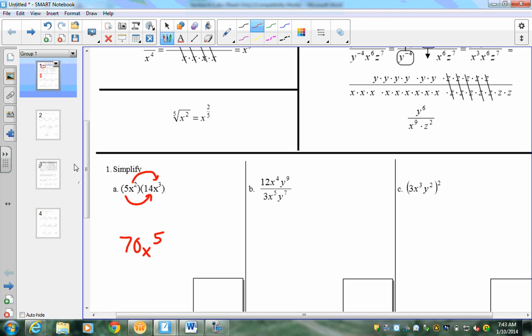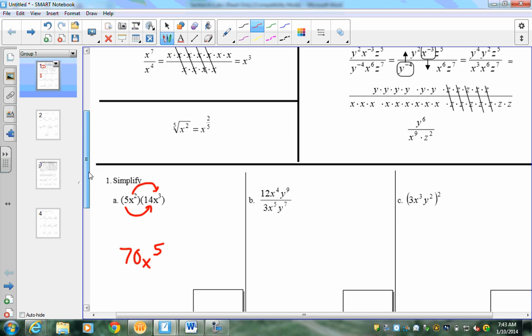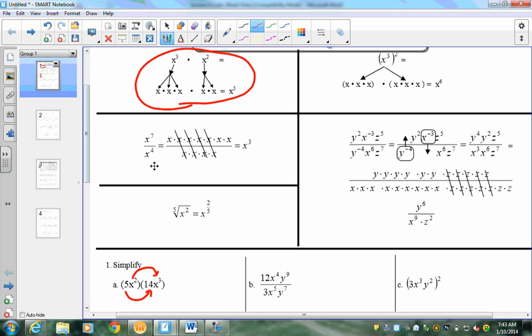All right, now let's look at B. We're going to do a couple of simple ones real quick, and then we're going to move into some more challenging ones. This one here, you have 12x to the fourth power, y to the ninth. What you're doing is applying this rule right here. Hopefully you're looking at that on your worksheet as we go through it.